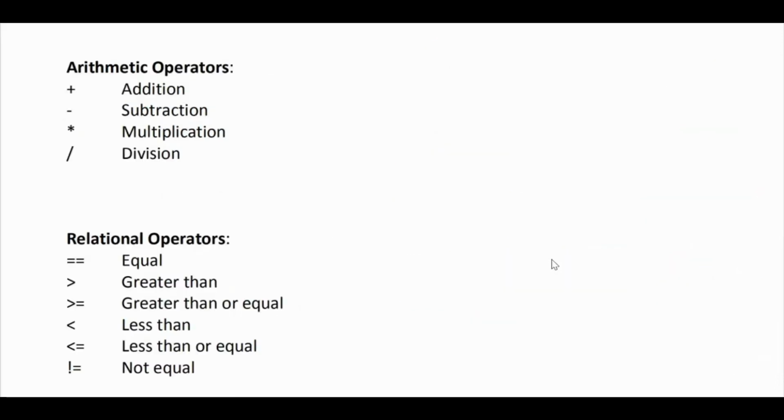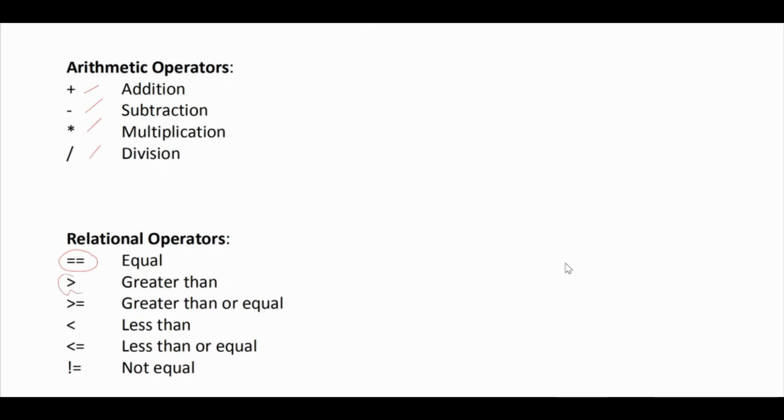Okay, so we will just review the arithmetic operators as well as the relational operators. So you know this already to be addition and this one as subtraction. And we use asterisk for multiplication and the forward slash for division. For the relational operators, we use this one for equality. And take note that these two symbols are adjacent. There is no space in between.